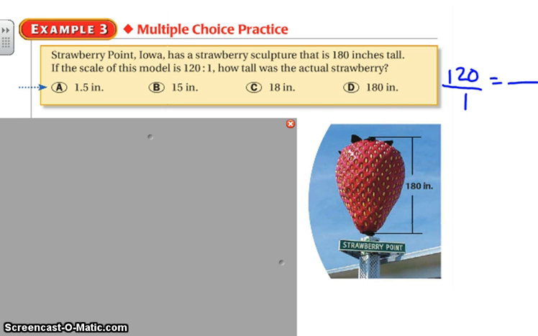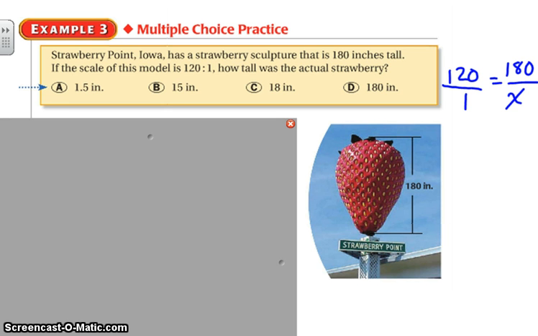Where did we say the model goes, Wesley? On the top. Did you put it on the top? No, I think we should put it on the top. We're saying it's 180 inches tall. We're trying to find the actual strawberry. I think you might have wanted to put it on the bottom because it's a pretty big number, right? So you just naturally want to put it on the bottom, but that's not always the way we set things up. We have to keep with the model over actual.